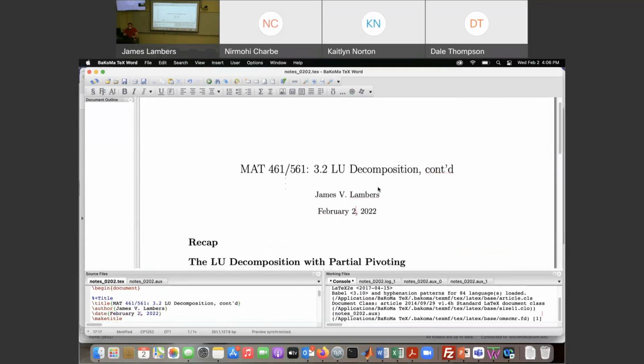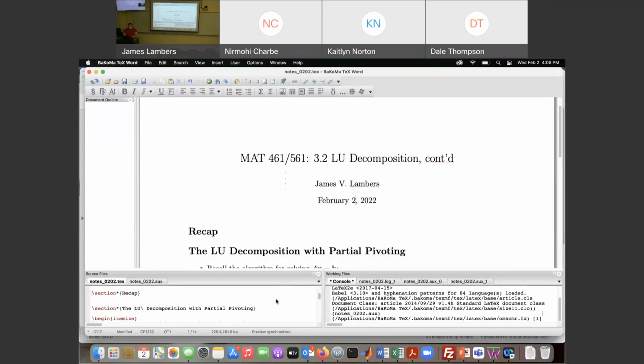Okay. Happy Groundhog Day, everyone. I guess it kind of feels like that with this section. I'm still on LU. All right.